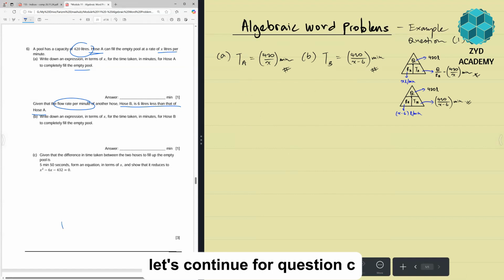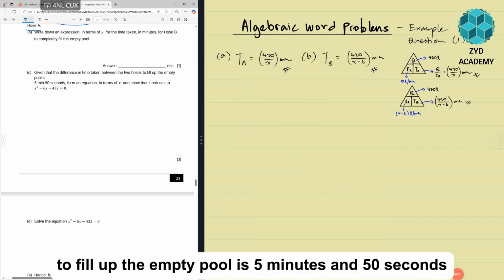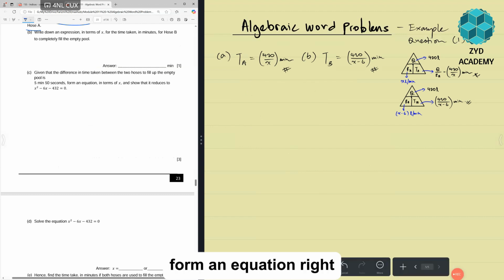Right, let's continue with question C. Given that the difference in the time taken between the two hoses to fill up the empty pool is 5 minutes and 50 seconds, form an equation.